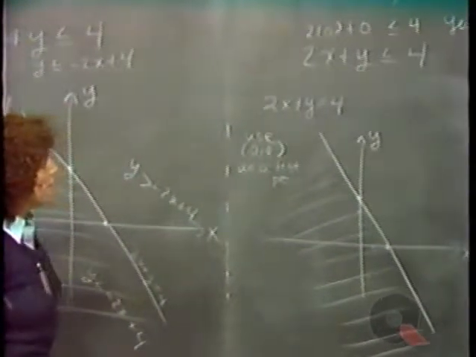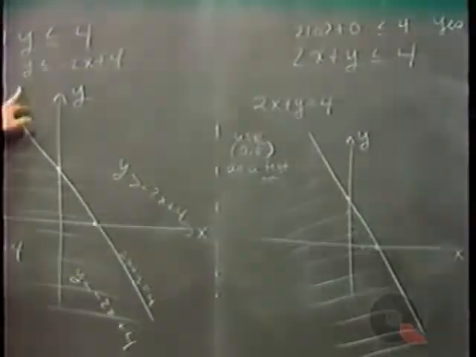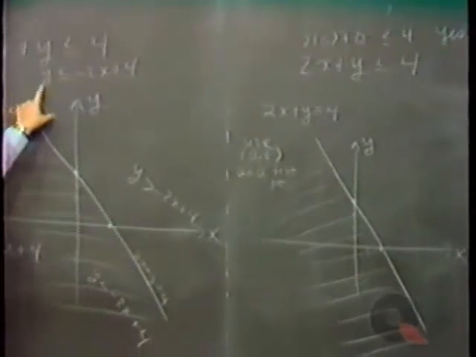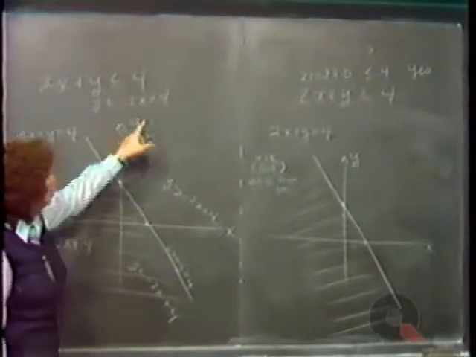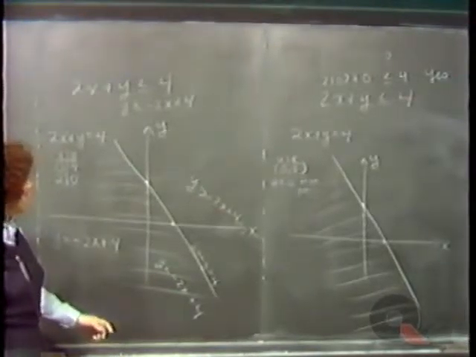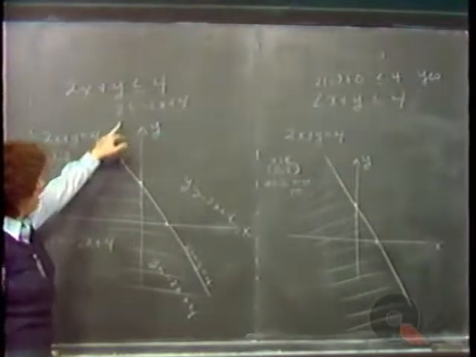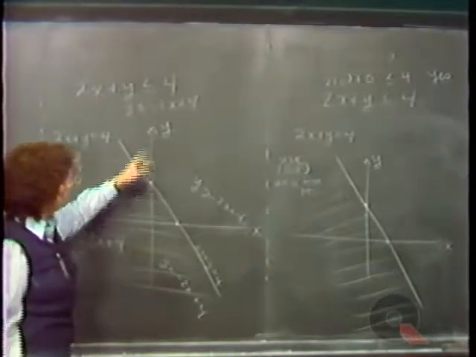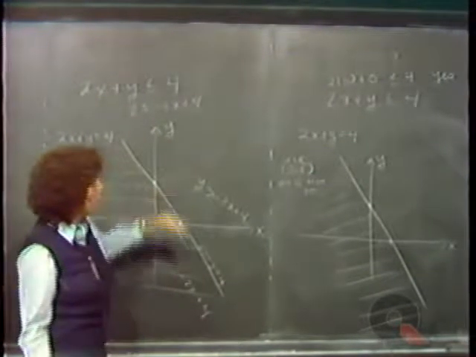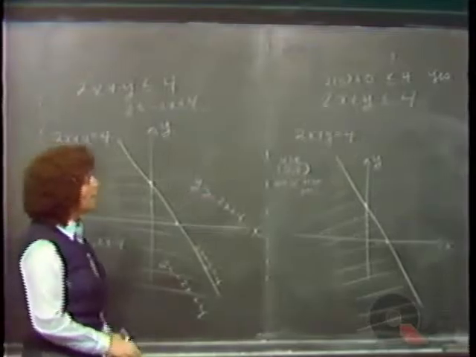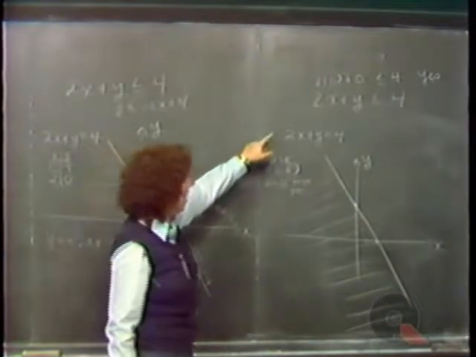So either way, either solving for y and figuring out that y is less than or equal to minus 2x plus 4, meaning we want all points on the line or under the line in this case. If it had been greater than or equal, we would have wanted all points on the line or above the line. Or just taking any point that is not on the line.